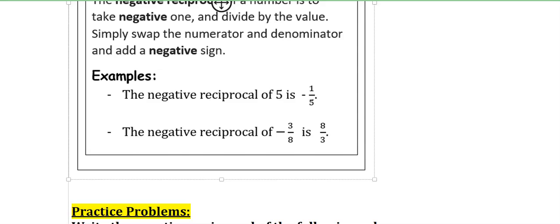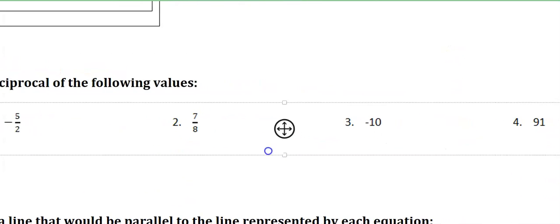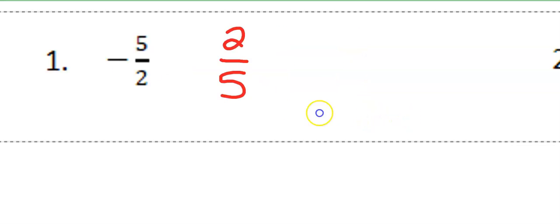Another example, a negative reciprocal of -3/8 would be positive 8/3. Our sign changed and the fraction flipped. So if we go through these following examples, number 1, the negative reciprocal of -5/2 is going to be positive 2/5. My sign changed and my fraction flipped. The negative reciprocal of 7/8 would be -8/7. My sign changed, my fraction flipped.